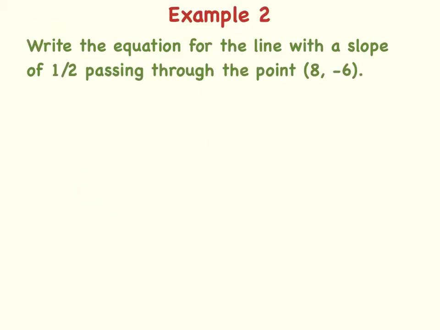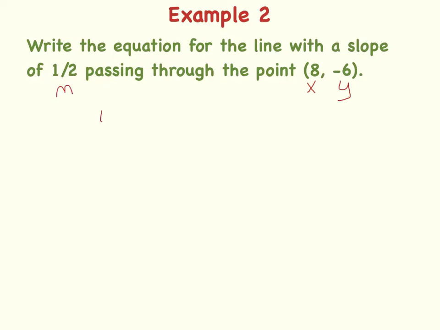Okay, usually though, we're not given the slope and the y-intercept. We usually have some work to do. So let's try this example. We want to write the equation for the line with a slope of 1/2 passing through the point (8, -6). Well, we have to remember that if we have a point, it's always x, comma, y. Okay, and our slope is still m.